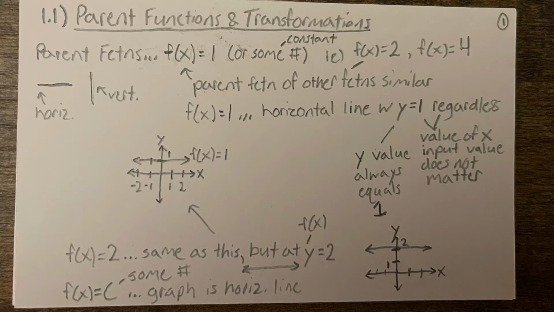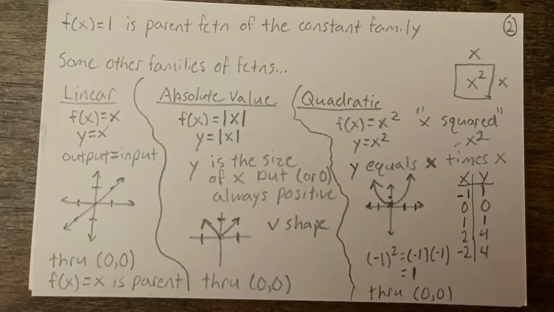f of x equals 2 has a graph similar to its parent function, but it is shifted 2 units up, and the value is equal to 2, regardless of the input x. The function f of x equals 1 is the parent function of the constant family. There are other families of functions.